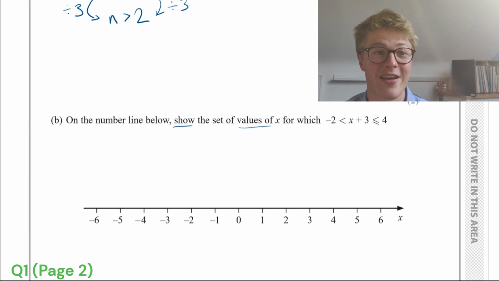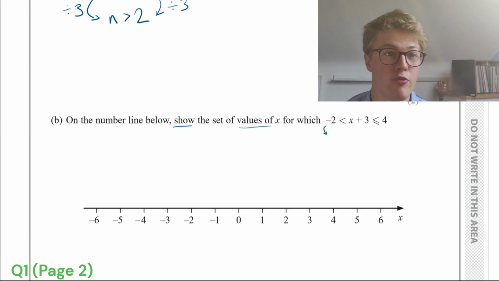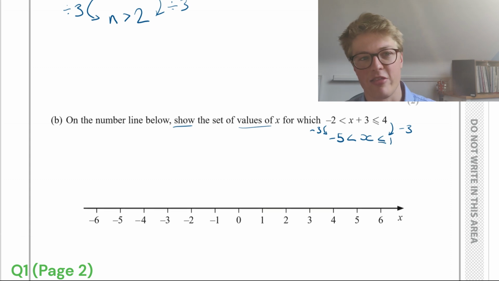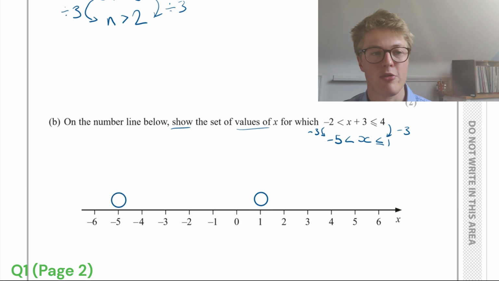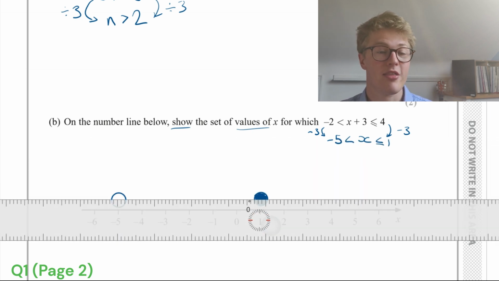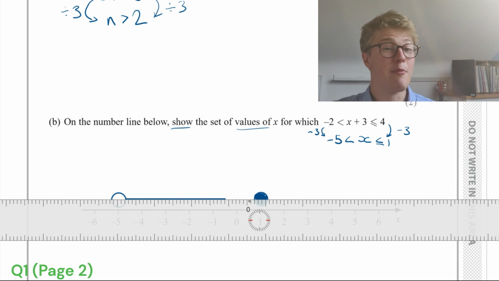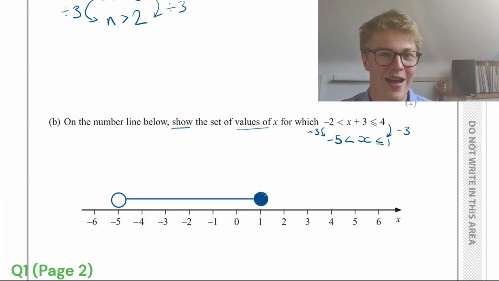Then on the number line below, show the set of values of x for which minus 2 is less than x plus 3, which is less than or equal to 4. So the first thing we need to do is figure out what x is relative to. So we subtract 3 from both sides to get rid of that plus 3, and we end up with minus 5 is less than x, which is less than or equal to 1. The way we represent this on the number line is we draw a hollow circle on minus 5 because it shows that it's not equal to, it's only greater than, and then we draw a shaded circle for 1, which means that it's equal to or less than. So then we draw the line between them and we have our limits and we can move on.